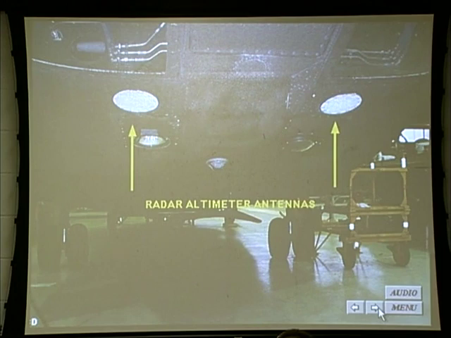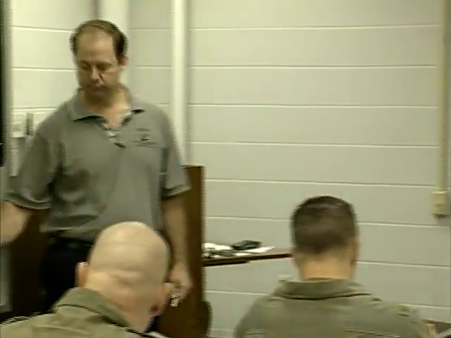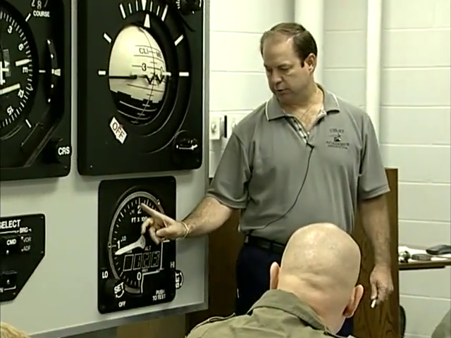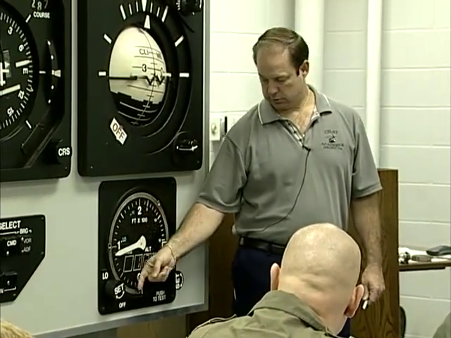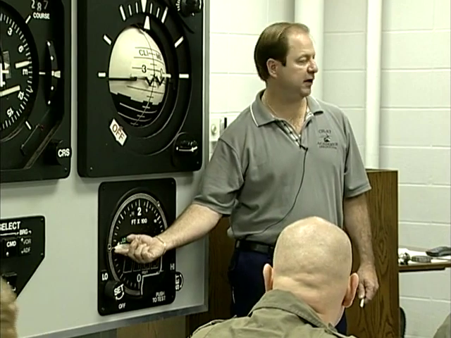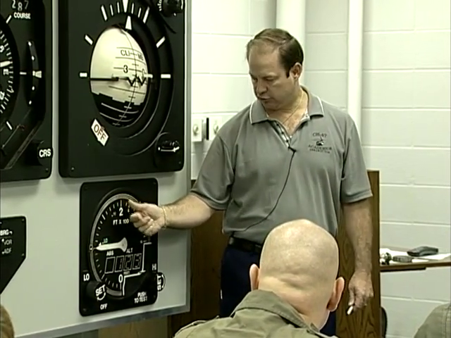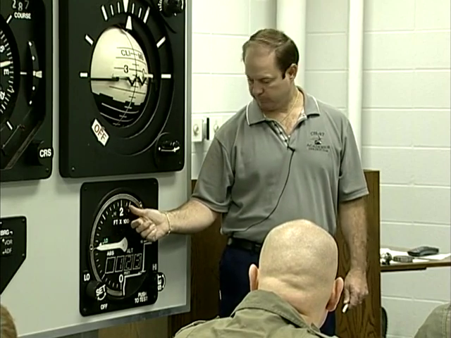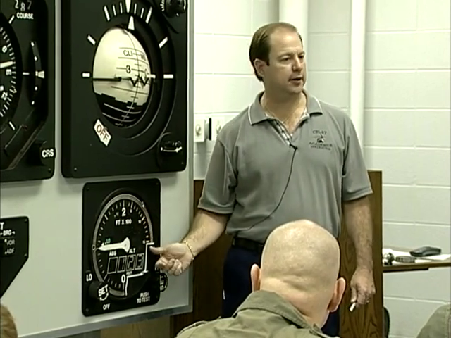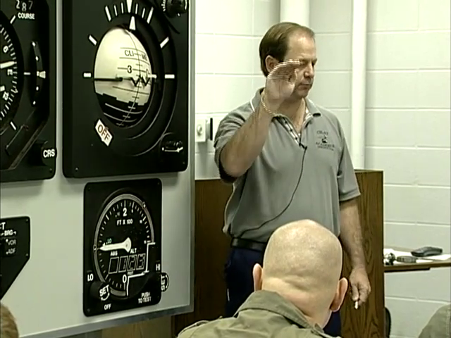In-flight operation. We all know how to read it. Again, you're going to get a digital display that's going to correspond with the analog needle. From 0 to 200 feet, you'll see how the increments go. But then once you go above 200 feet, it changes to 500 feet, then 1,000, and then 1,500 feet, and the increments keep changing.